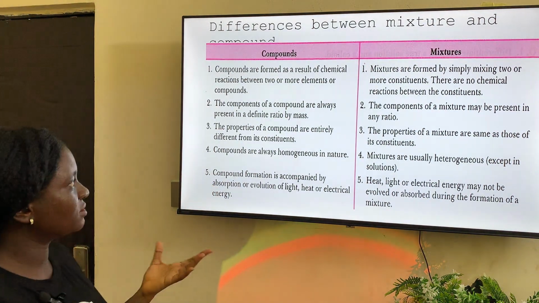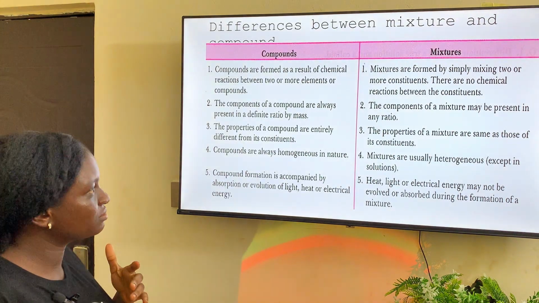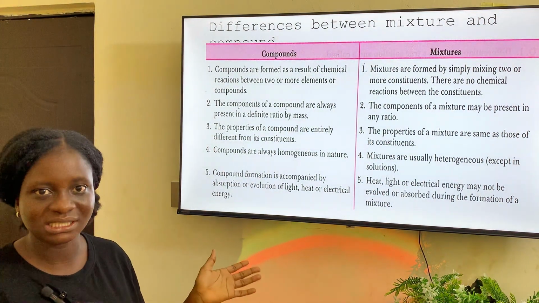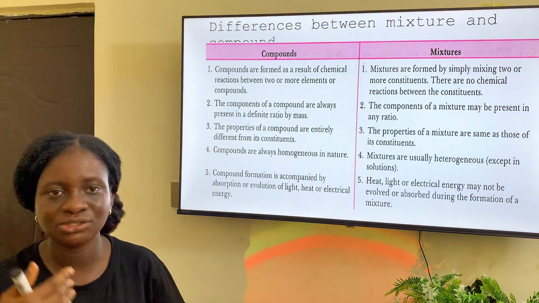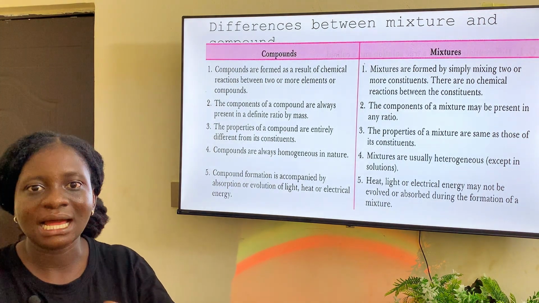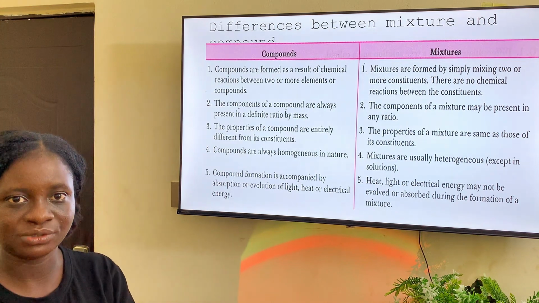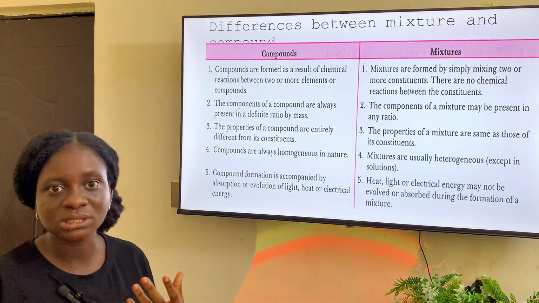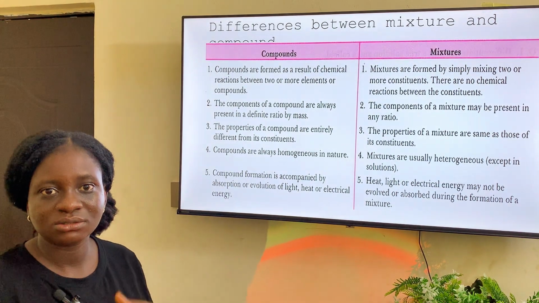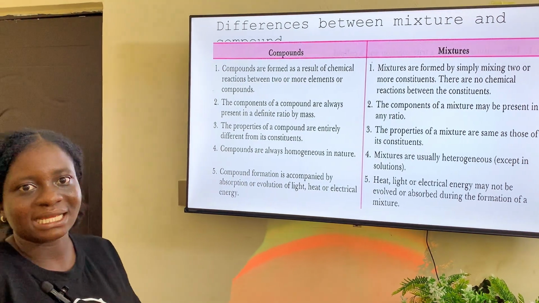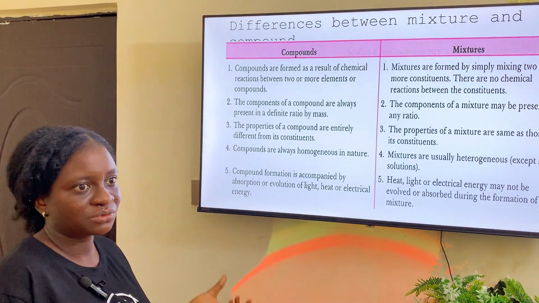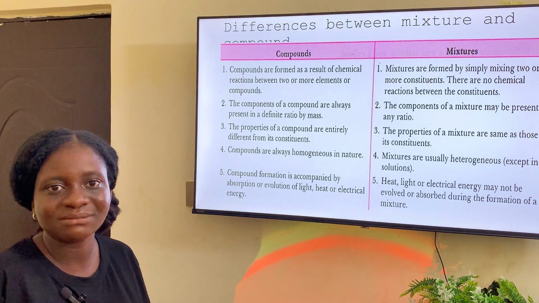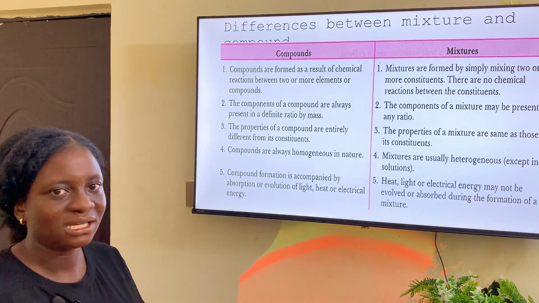Number two, the components of a compound are present in a definite ratio. For a mixture, they might not be present in any particular ratio. Then for compounds, the properties are entirely different from the constituents. You just get another thing entirely. As a result of chemical reaction, chemical changes occur, then you get another form of result entirely. For a mixture, the properties are the same as those of its constituents. For example, you mix water and salt, you get salt water. The water is salty, so it's almost the same. But for example, for alcohol, the product might not necessarily be like the substrate or your starting material. You get another result entirely. So that's what it is.